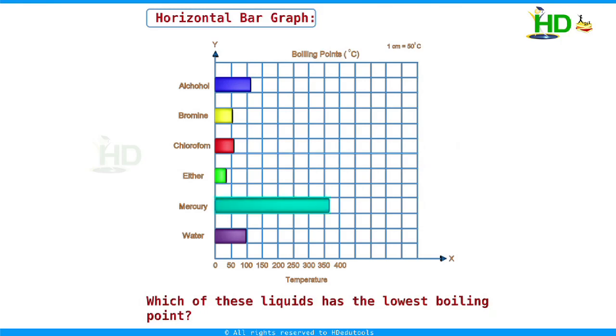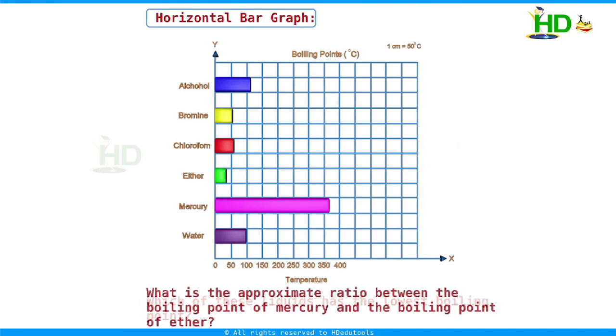What is the boiling point of mercury? It is 370 degrees Celsius. For ether, it is 30 degrees Celsius. What is the approximate ratio between the boiling point of mercury and the boiling point of ether? The boiling point of mercury is 370. The boiling point of ether is 30. The ratio is 370 by 30.